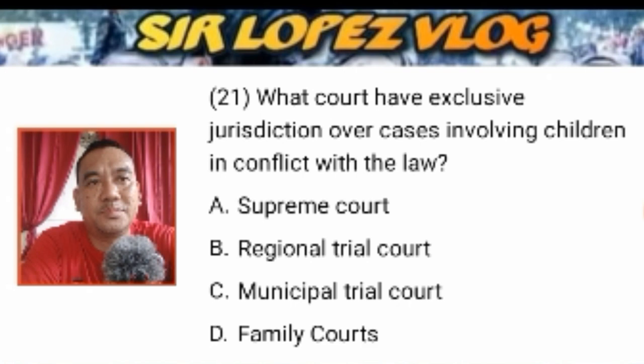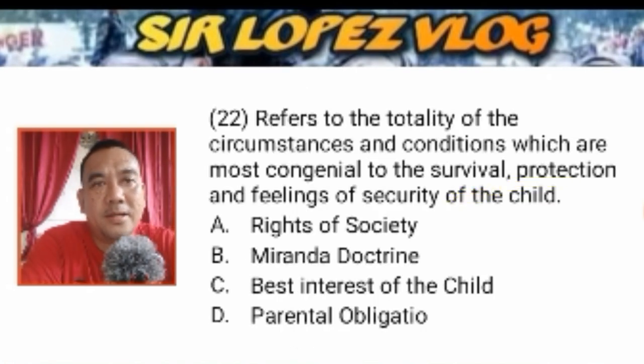22. Refers to the totality of the circumstances and conditions which are most congenial to the survival, protection, and feelings of security of the child. A. Rights of society. Letter B. Miranda Doctrine. Letter C. Best interest of the child. Or letter D. Parental obligation.